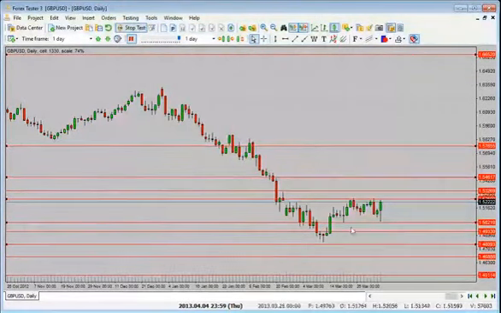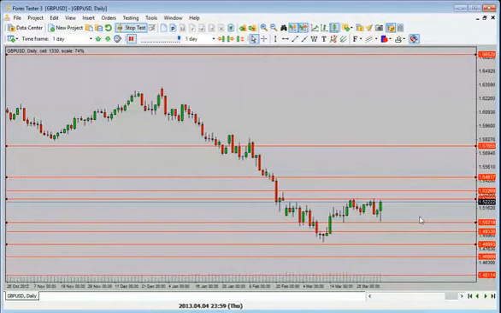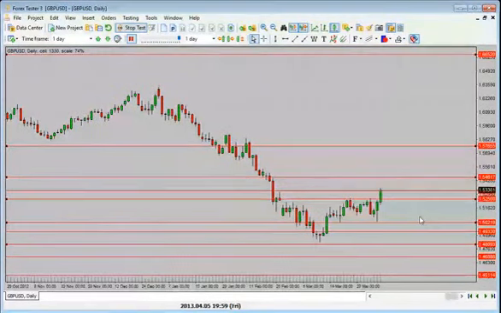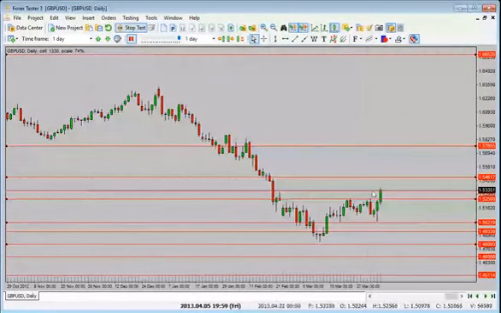So let's take a look here. But we have to see a break on either side of the range for it to show us any kind of direction. So let's take a look here. Now we have a big solid candle close. We're into the next support and resistance area. Now we are looking bullish.